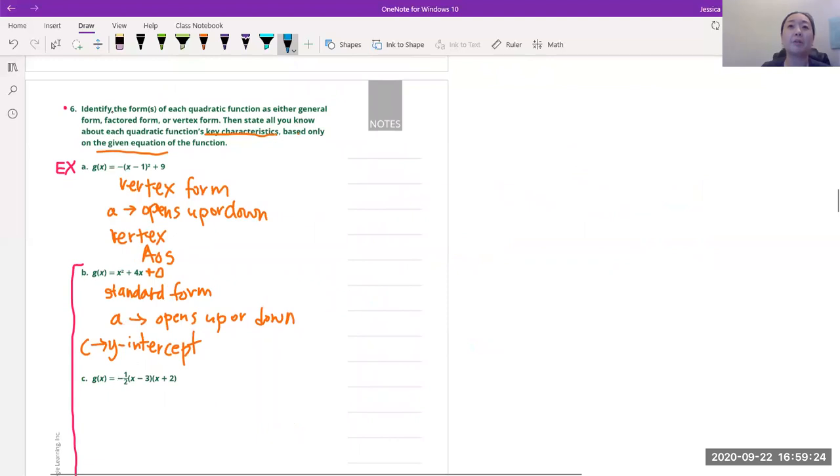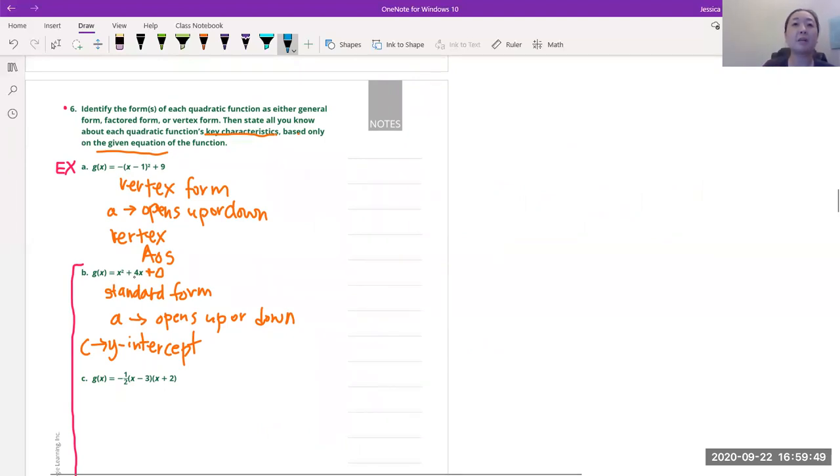Okay, so we're here again, number 6. We're going to identify each of the quadratic functions as either general, factored, or vertex. If you say standard, that's fine too. And then we're going to state all the things that we know. So first one, we had said that this was vertex. Somebody had said in one of the classes that, oh, because there's a parentheses and there's where that 2 is placed, so that 2 is that exponent. That's how you clearly know, yes, it's in vertex form, all right?